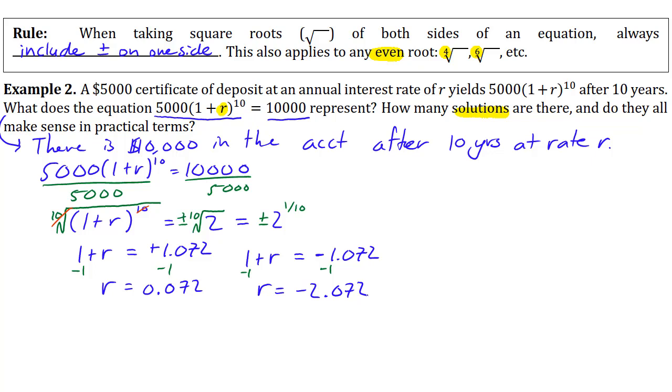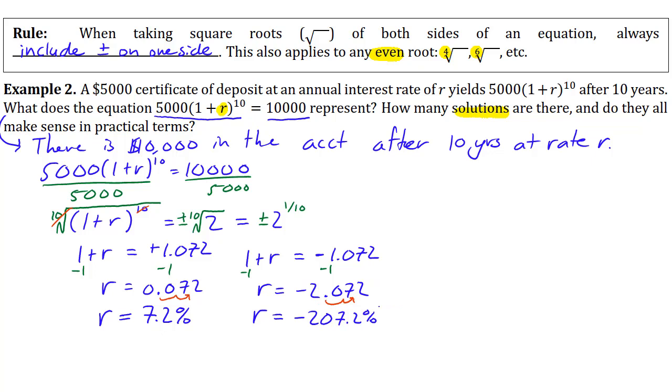Okay, so remember R is an interest rate. So as a percentage, this would be R is 7.2%. Moving the decimal place over 2 spots to make it a percentage. And 7.2% kind of makes sense as an interest rate that exists. But what happens with the other one is if I move this decimal place over, I get R is negative 207.2%. That doesn't make any sense.